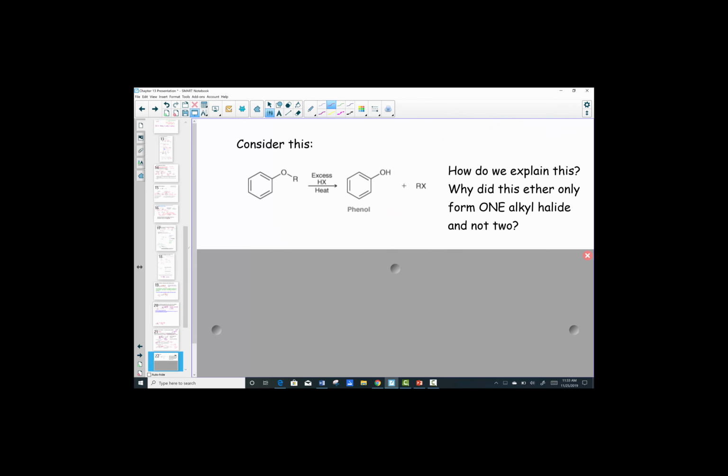So for example, what happens in this reaction? Here we have a benzene ring attached to an oxygen, attached to an R group. So this is an ether linkage. In excess HX, which is our binary acid, and in the presence of heat, we form phenol and the alkyl halide. So why did this not form another alkyl halide? I wanted to emphasize this example because the secret to this is right here.